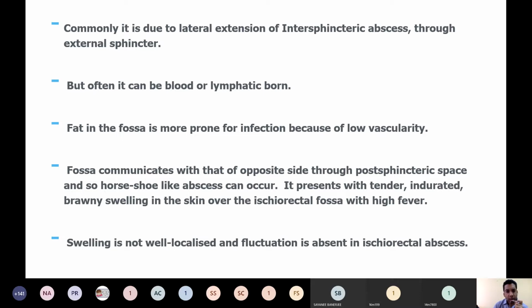It presents with tender, indurated, brawny swelling in the skin over the rectal fossa with high fever. See, this high fever is seen in any abscess for that matter, no matter where you see. If there is an abscess, you will have fever with chills and rigor. One exception is your tubercular abscess, which causes cold abscess, which does not show any signs of inflammation. That is the only exception. Okay, the swelling is not well localized, and fluctuation is absent in rectal abscess because it is deep seated.